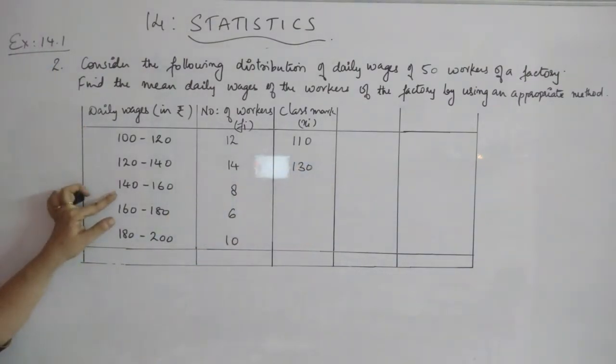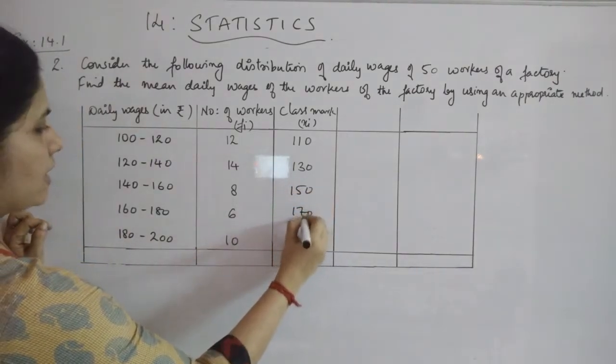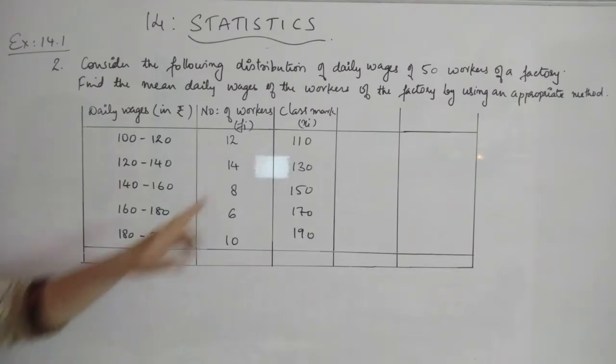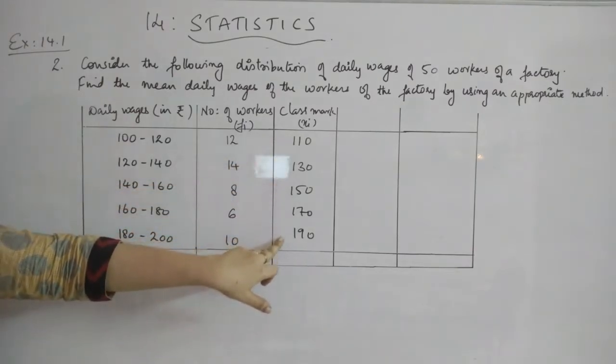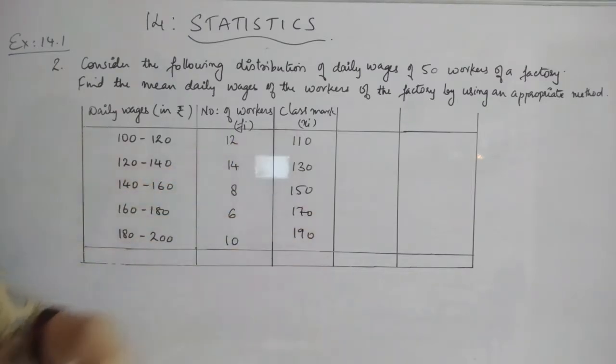Then this will give you 150, 170 and 190, right? The next thing which we will do is, if we are using the direct method, then the values of xi are already very big, and multiplying with Fi will give you again a bigger value. So we will use the other method, that is the assumed mean method. For that we have to assume a value.